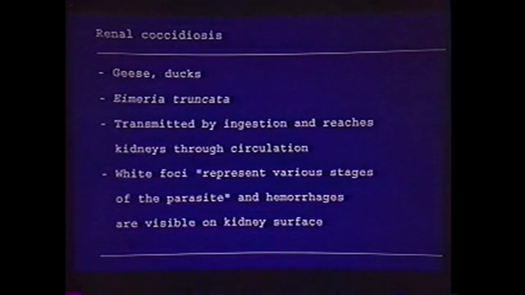Transmitted by ingestion and goes via the blood to the kidneys. All stages are developed in the kidney epithelium, excreted with the uric acid, with the urine, and voided with the feces, sporulate outside, and birds get infection by ingestion.